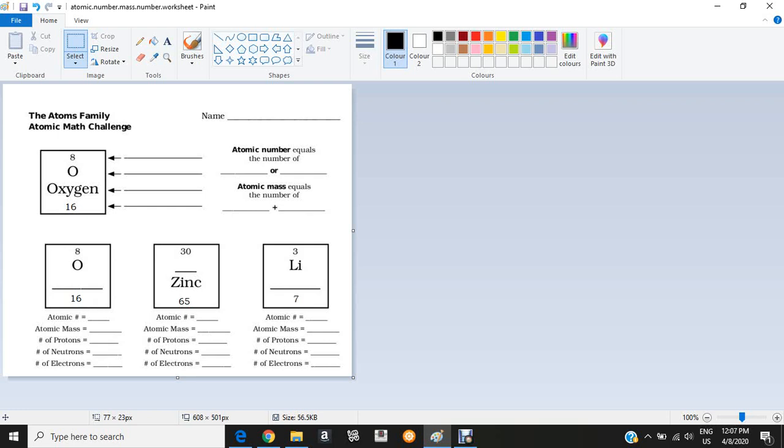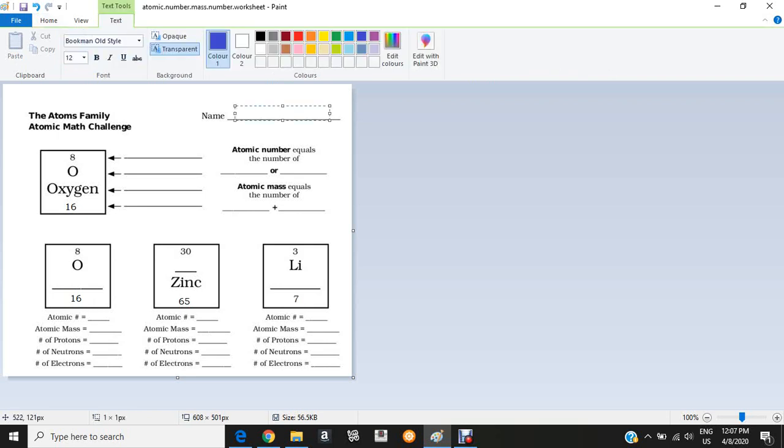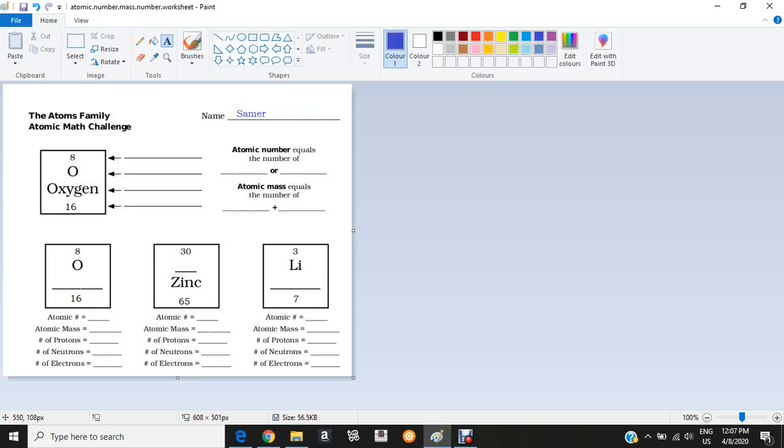The worksheet's title is the Atoms Family Atomic Math Challenge. And the very first thing I'm going to do is choose the blue color to write my name. And there we go. After that, I'm going to start filling out this worksheet.